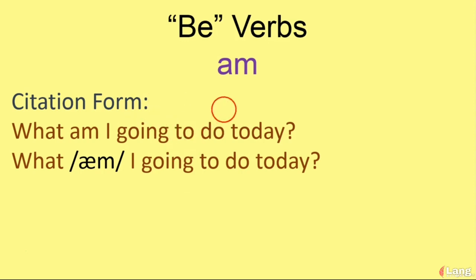In citation form, the word am looks like this. The symbol a plus the letter m, am. What am I going to do today? Now, when we are speaking, we don't say am. We reduce that.